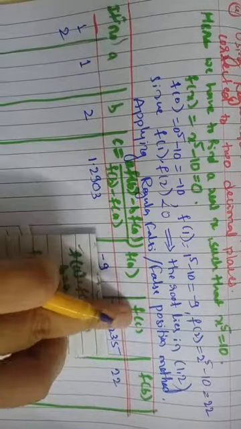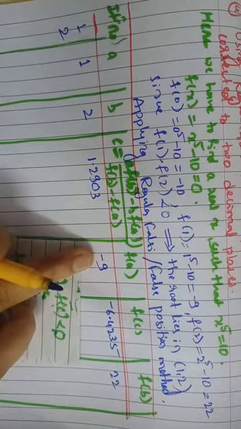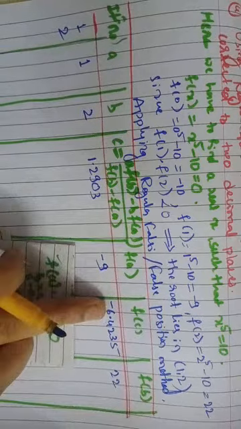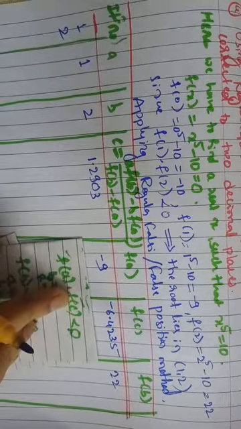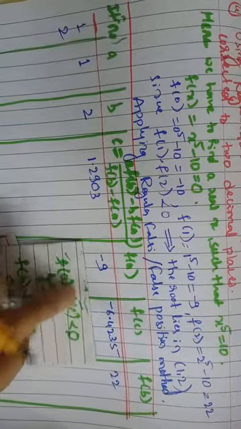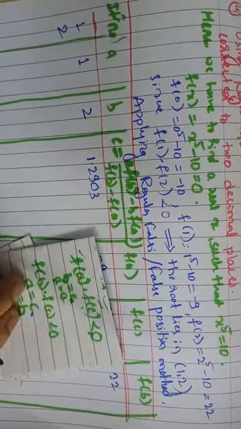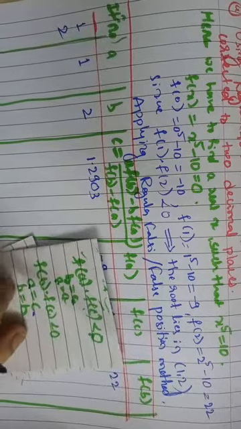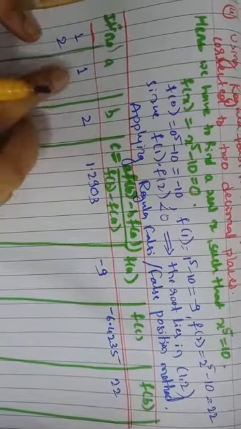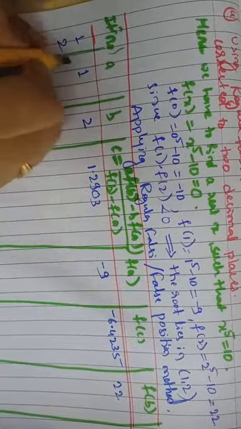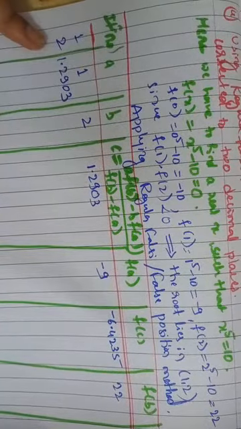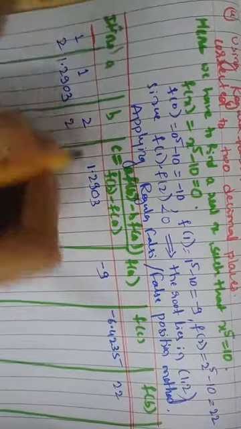Now multiply these two. This is minus 9 and this is minus 6. So if you multiply, you will get a positive value. So when positive value is there, of course it will be greater than 0. So this condition is not satisfied. So what we need to do, we have to change the a with c value and keep the b as it is. So a is this c value, that is 1.2903.